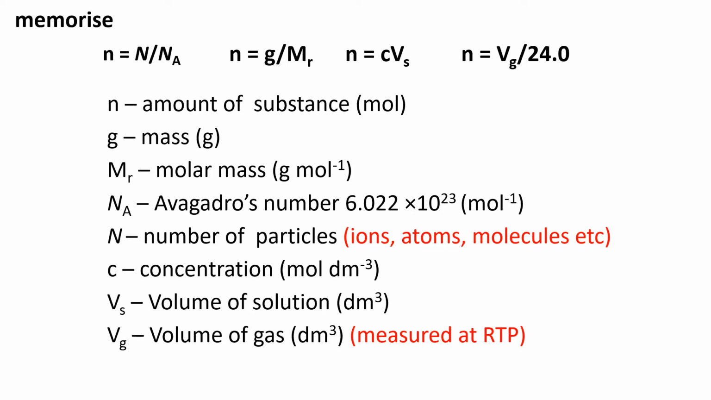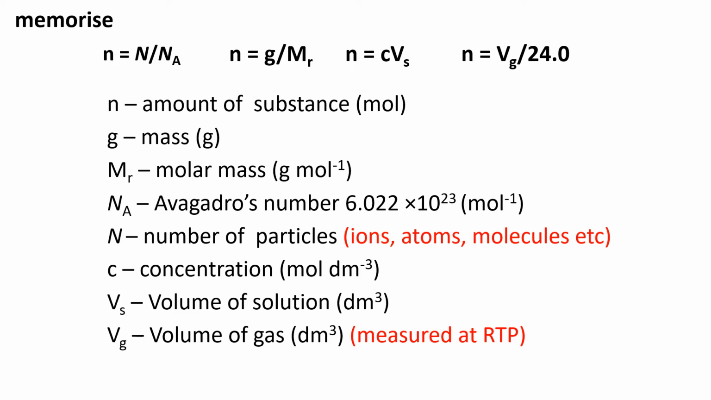Okay, so here is the memorizable content. Being able to pick out what variables you've got from the question and what you need to work out from the question is going to be linked to a solid knowledge of these equations, and it's particularly useful if you know the units, because it gives away from the units which variables you've got. So as soon as you see mole per decimeter cubed, for example, you know you've got a concentration.